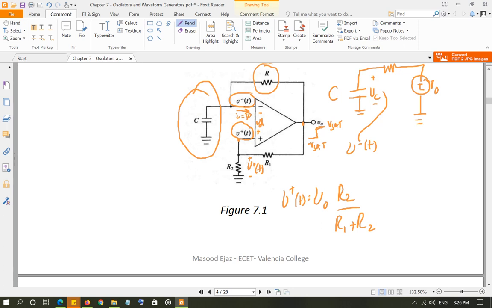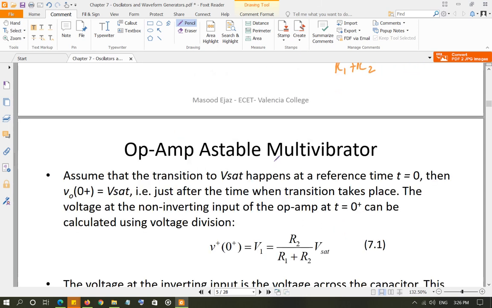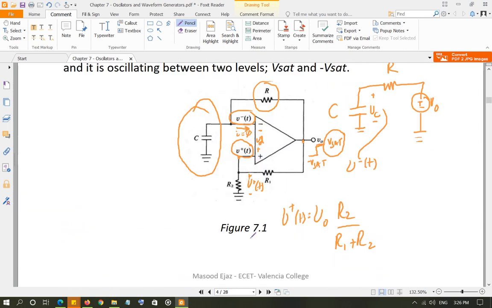Now, when the output voltage is at Vsat, we replace V out by Vsat, and the voltage at V positive T is going to be Vsat times R2 over R1 plus R2. We are calling this voltage V1. That's the threshold voltage. And when the output voltage is negative Vsat, of course this is going to be negative V1. That's the negative threshold voltage. Alright, so now the capacitor is going to charge and discharge.